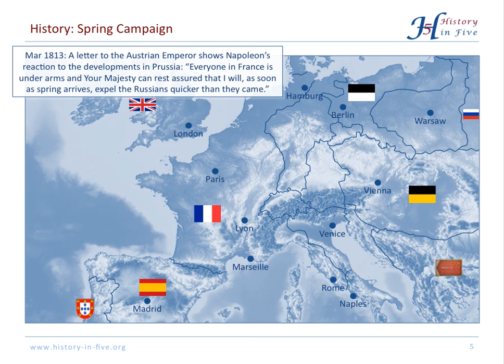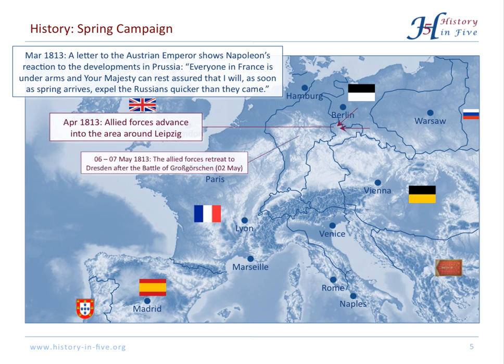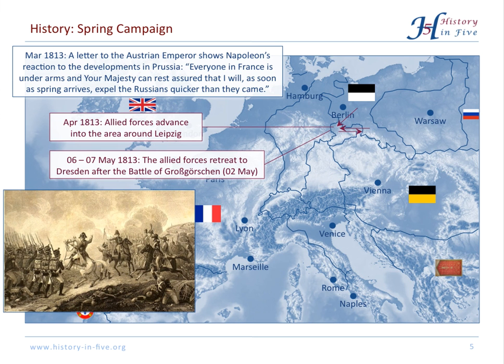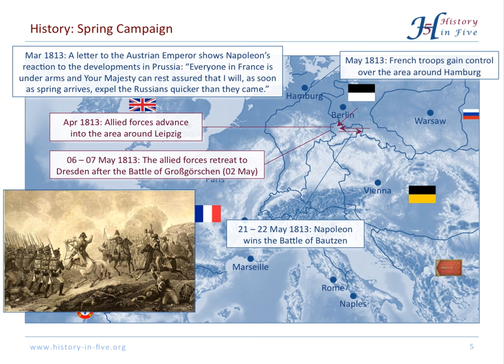Napoleon was pretty sure that he would win this conflict. He wrote to his father-in-law, the Austrian emperor, "Everyone in France is under arms, and your majesty can rest assured that I will, as soon as spring arrives, expel the Russians quicker than they came." Firstly, the Allies advanced, but they had to retreat. They were defeated by Napoleon, and Napoleon won another battle and could take control over the area around Hamburg. So it is not at all clear here how this war will end.